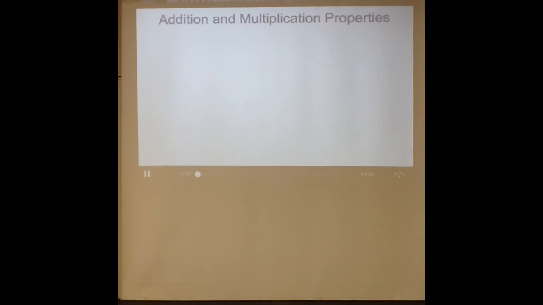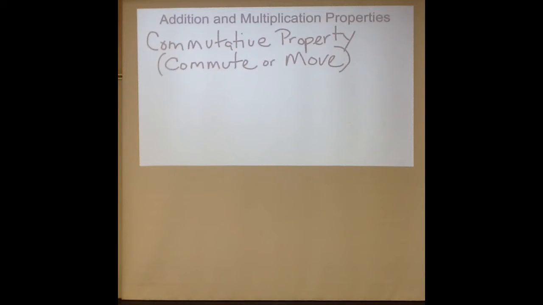Welcome to addition and multiplication properties. I'm going to start off by talking about commutative property. What I want you to think about here is commuting, or moving. Commutative property means to commute or to move. That means you have numbers.